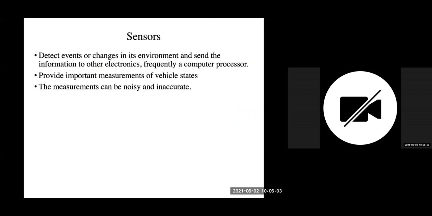Okay, now let's move to the sensors. That's about the modeling part, now sensors. Sensors are used to detect events and changes in the environment and send the information to other electronics, very likely a computer processor, which can process the data. It can provide important measurements of the vehicle state. For example, if I use the GPS, it can detect the location or position, even velocity, acceleration, which is important.